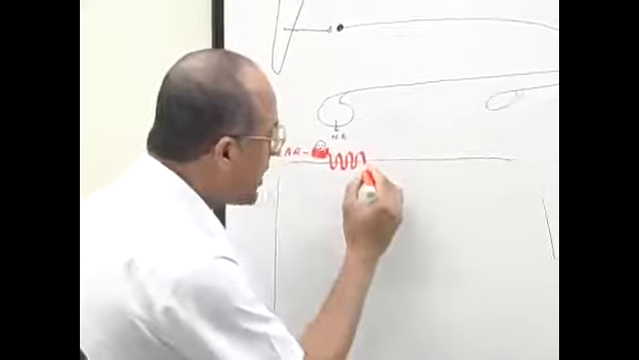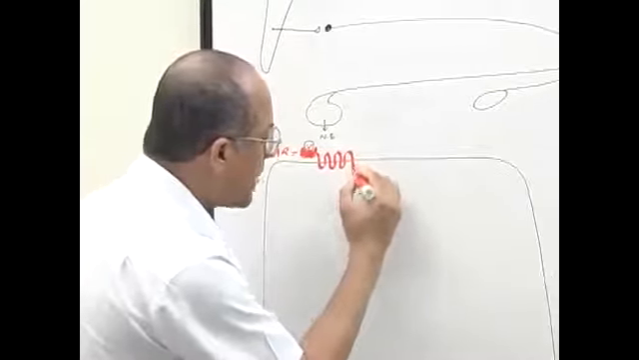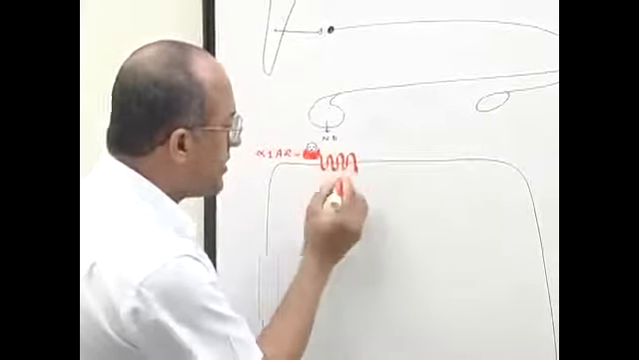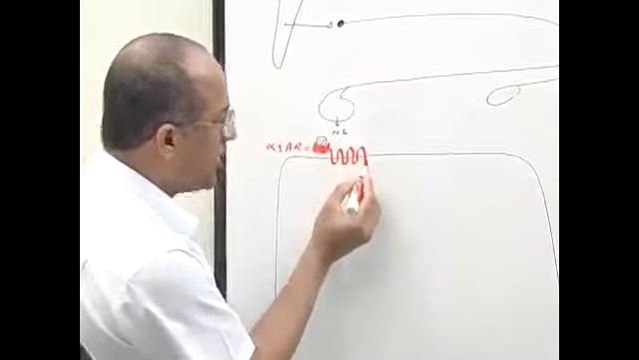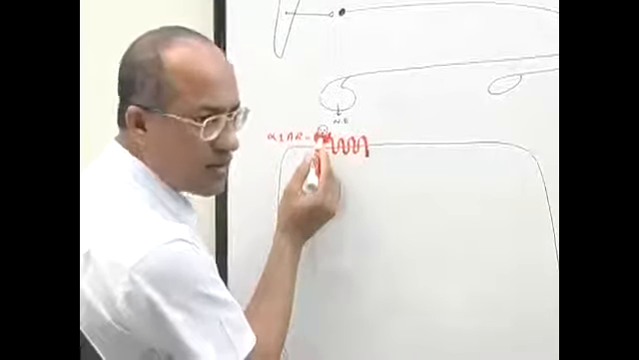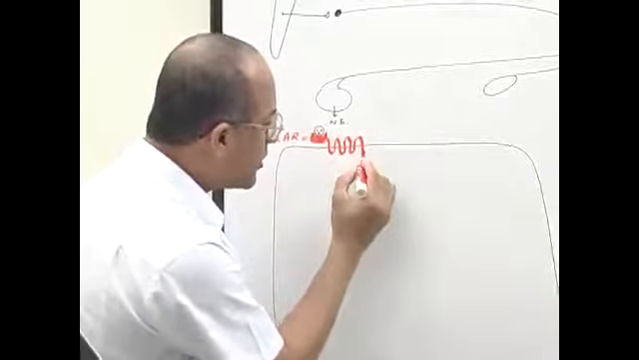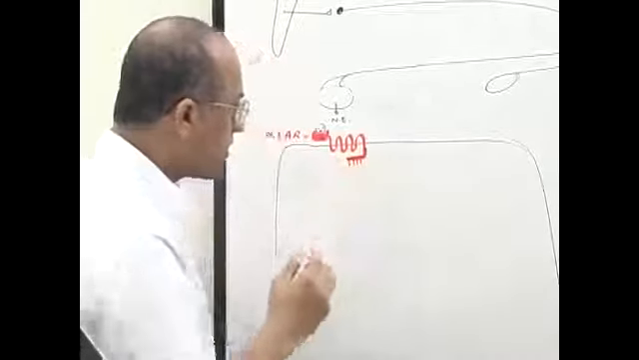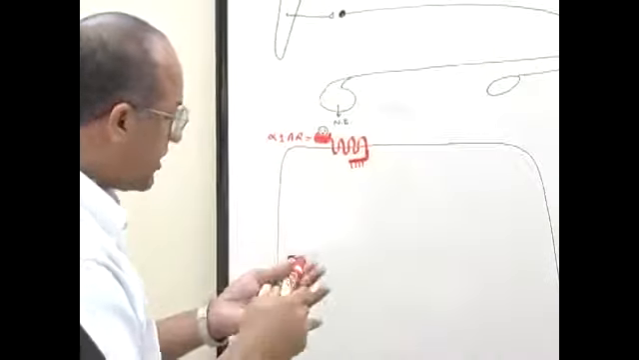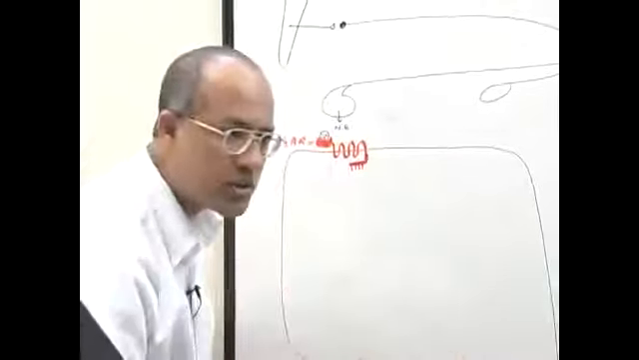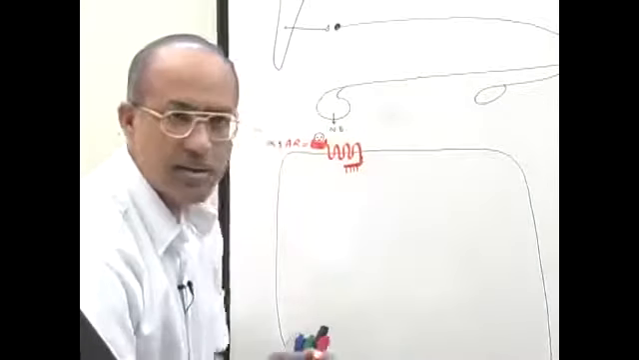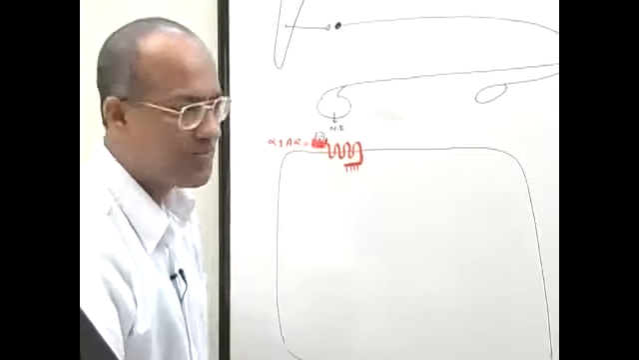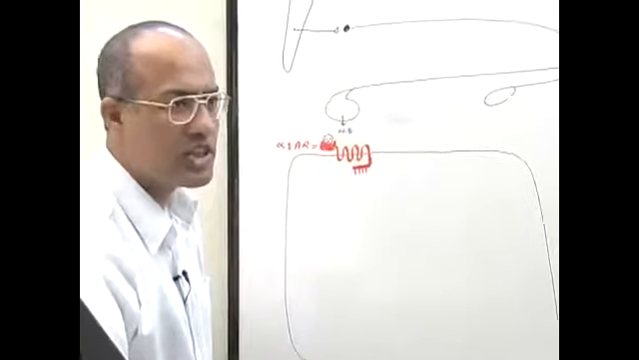Now this effector domain, in the case of alpha 1 adrenergic receptor, becomes activated when norepinephrine binds with the receptor, and this activated effector domain will stimulate a G protein. Now which G protein does it stimulate? It stimulates Gq.